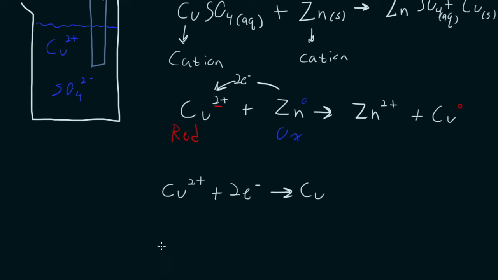The zinc is also going to have its own half reaction. But it's going to start as the zinc metal. It's already got the 2 electrons. And then in order to become the zinc ion, it needs to get rid of 2 electrons. So this zinc needs to get rid of 2 electrons. Remember, this is the oxidation of zinc, and this is the reduction of copper. So in order to predict these, we need to look at something called a reduction potential table.